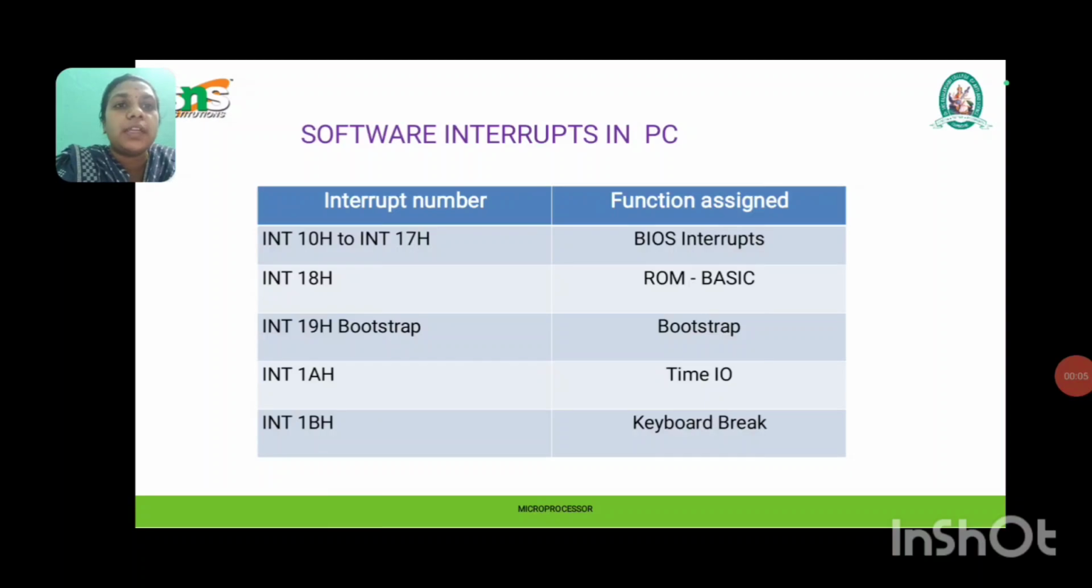Next, the software interrupts in the PC: the software interrupt numbers and the functions assigned. First, the BIOS interrupts: INT 18H is ROM BASIC, interrupt 19H is bootstrap, INT 1AH is the time function, and INT 1BH is keyboard break. Some of the BIOS interrupts are explained in the following sections.